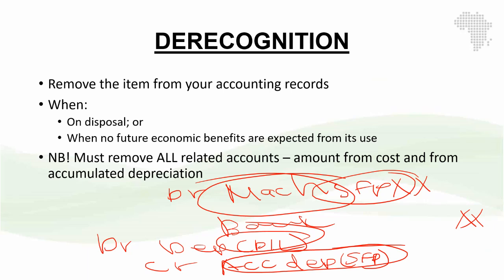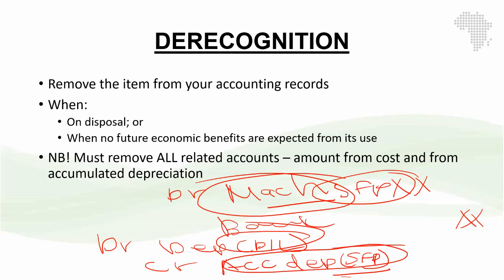So on the date that I dispose of this asset, or when I can no longer get any economic benefits from it, I need to derecognize the asset from my financial records, meaning I have to clear out all of the accounts that are relevant to it. So I need to take out the machinery and I need to take out accumulated depreciation. When we get to third year, if you've got accumulated impairments or reversals of impairments, you also have to clear out those accounts. So just remember, what is derecognition?